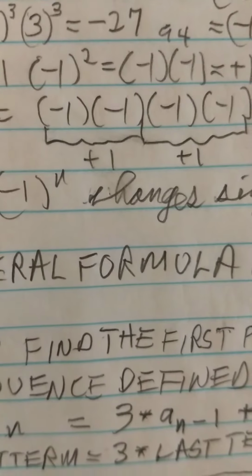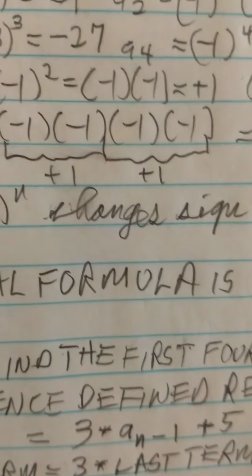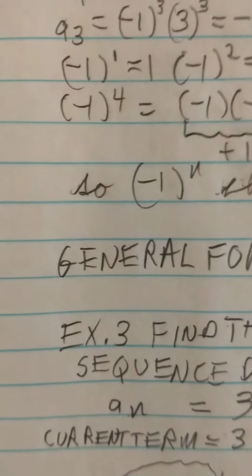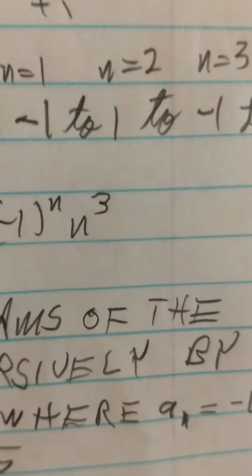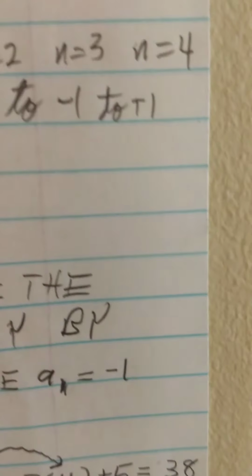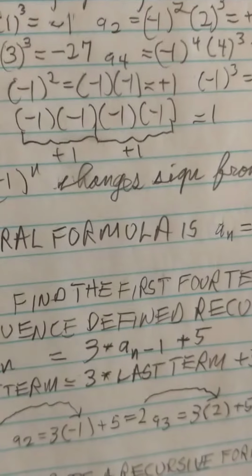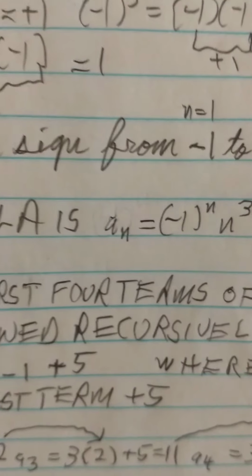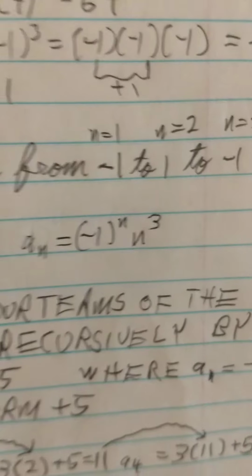And negative 1 to the fourth is 4 negative 1s multiplied together, which turns out to be 1 times 1, or plus 1. So we're seeing that negative 1 to the n changes sign from negative to positive to negative to positive as we go from A1 to A2 to A3 to A4. And so that's called a sign-changing element. So now the general formula for this function is negative 1 to the n, the sign changer, times n to the third.